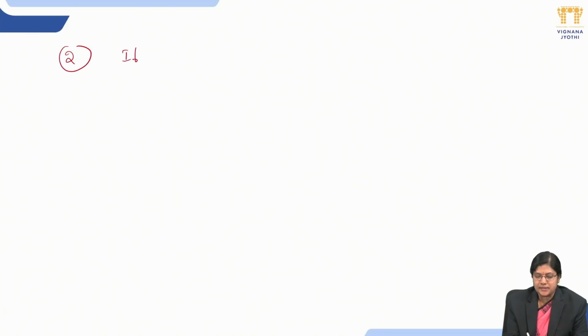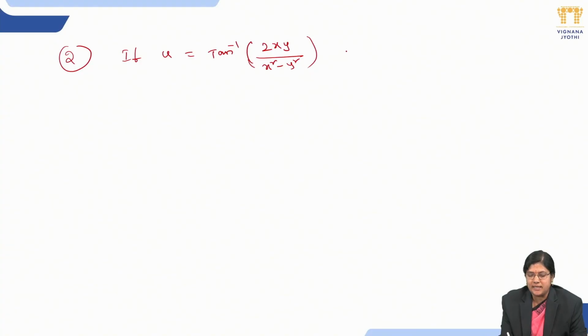Next I am going to explain the second problem. The second problem is: if u is equal to tan inverse of 2xy divided by x square minus y square, prove that ∂²u/∂x² plus ∂²u/∂y² is equal to 0. So, for proving this result, first of all we are going to calculate the partial derivatives of u with respect to x.